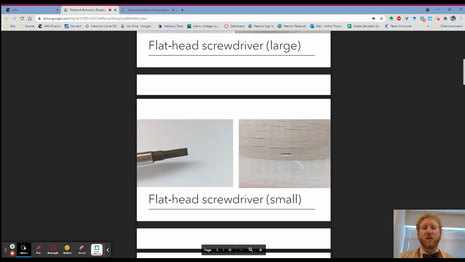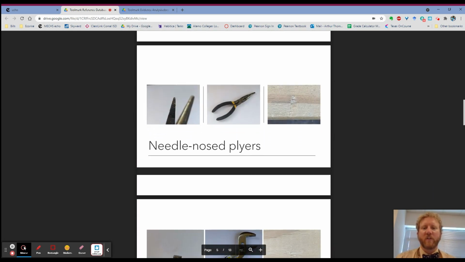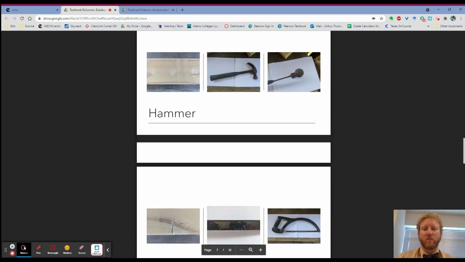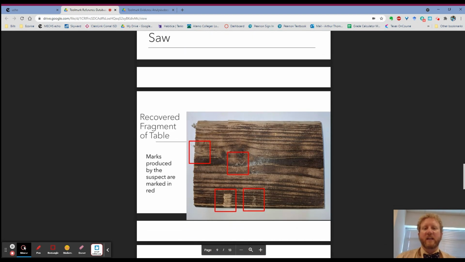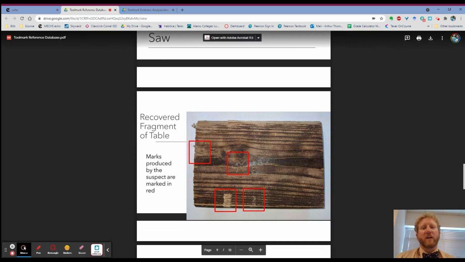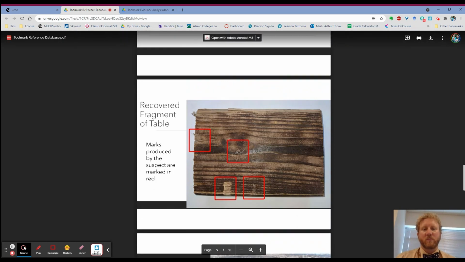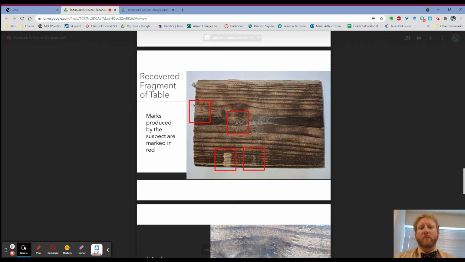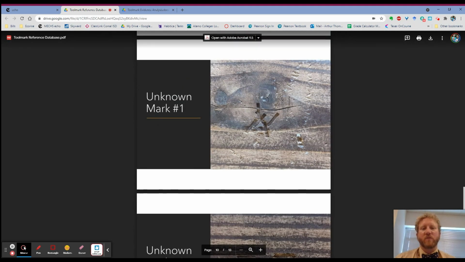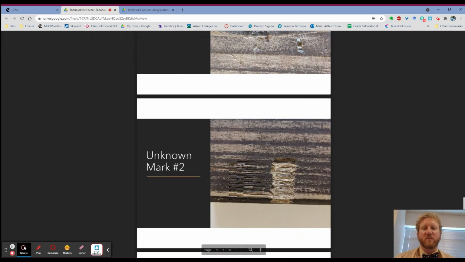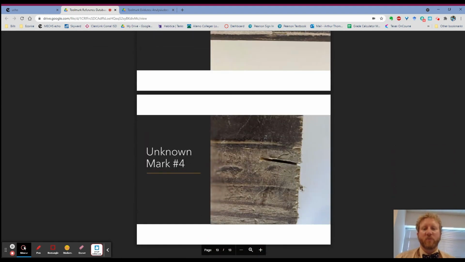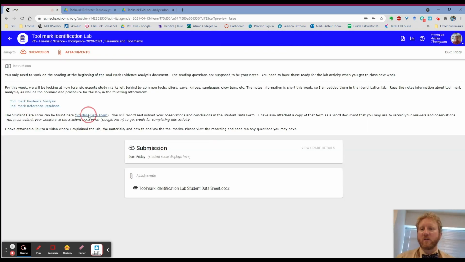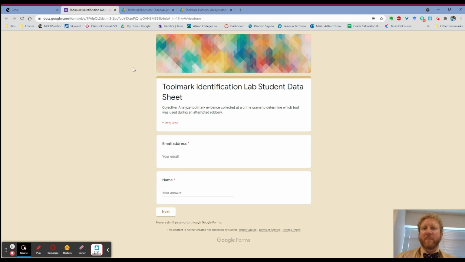Here are our known tool marks for the various tools that were listed in the scenario, all the way through to the saw. And then it has pictures of the recovered table. The ones that are in the boxes right here are your unknown tool marks, and you've also got close-ups of those right here. So that's mark number 1, number 2, number 3, and number 4. These are actually also in the other document that you're going to be looking at, which is the student data form. You'll put in your name and your email address.